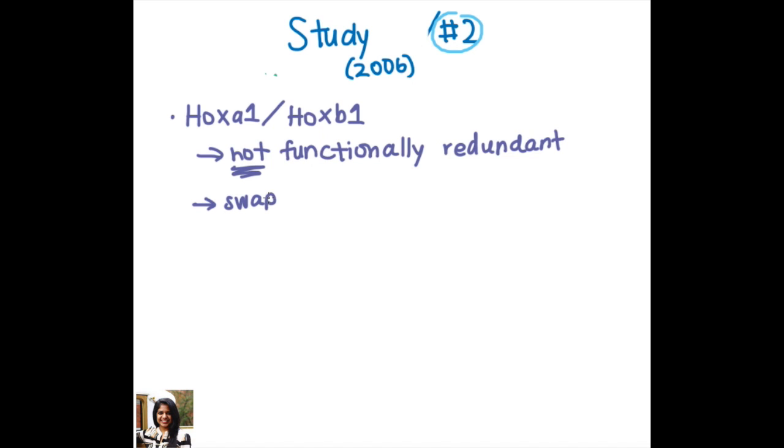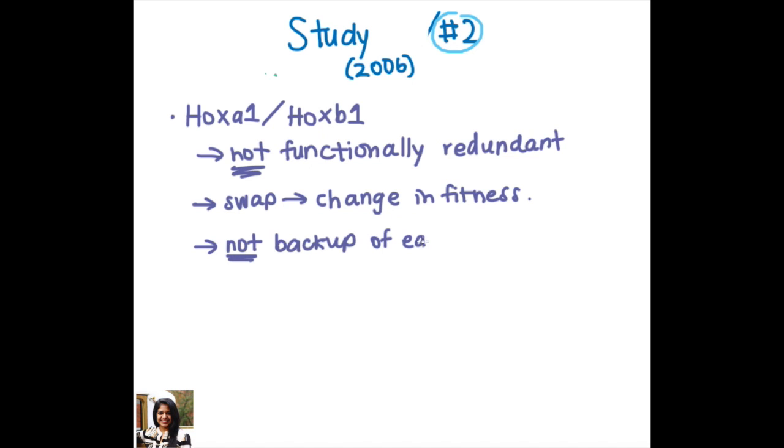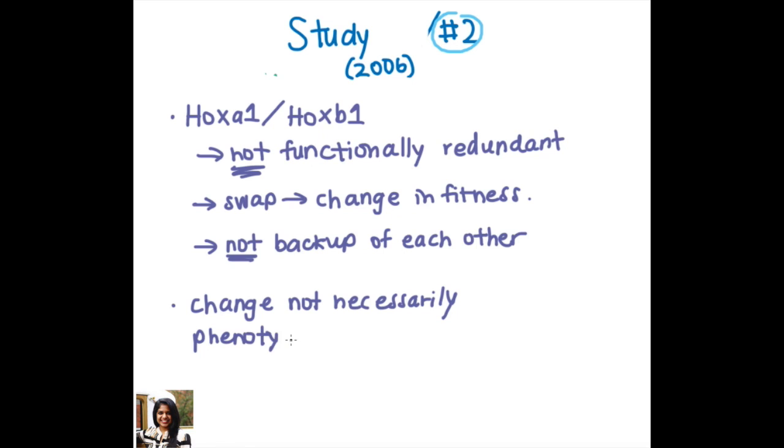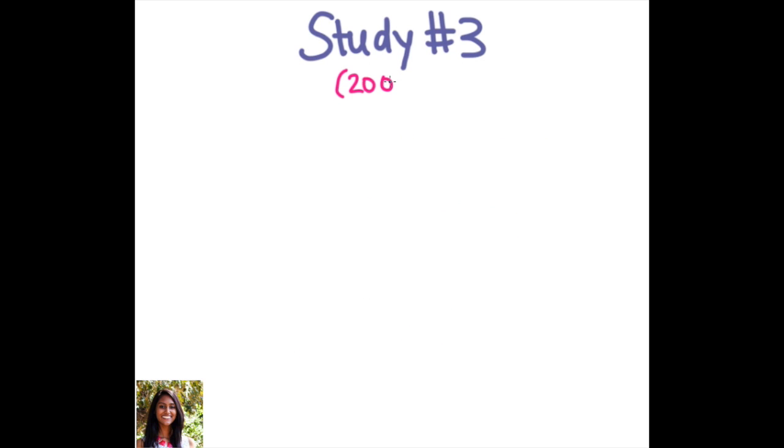Swapping of HOXB1 genes with HOXA1 genes led to a change in fitness for one half of the mice. This destroys the notion that these two genes are redundant and can function as a backup of one another. Even though the mice with the swapped HOXA1 genes were still able to reproduce and hold territories, it was significantly less than the mice with two copies of the normal HOXB1 gene. This shows that there can be a change in an organism when two functionally redundant genes are swapped that is not necessarily phenotypically evident.